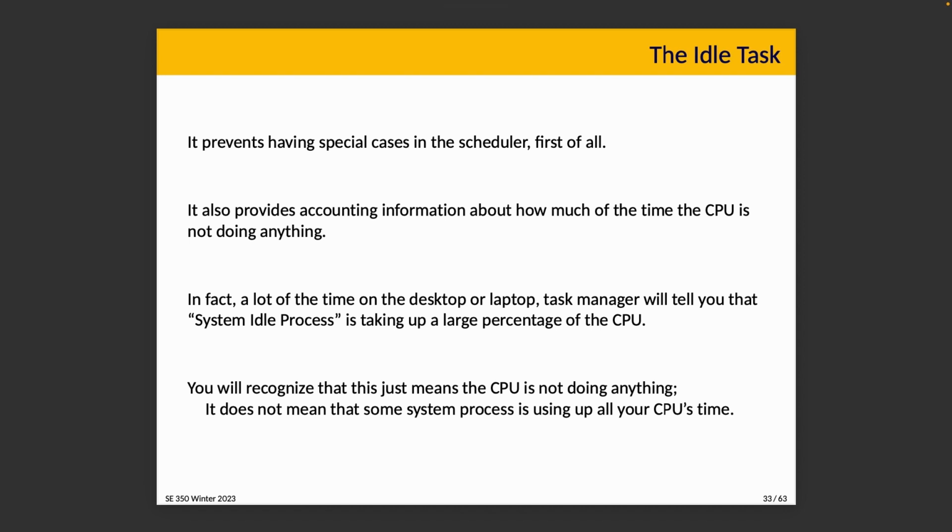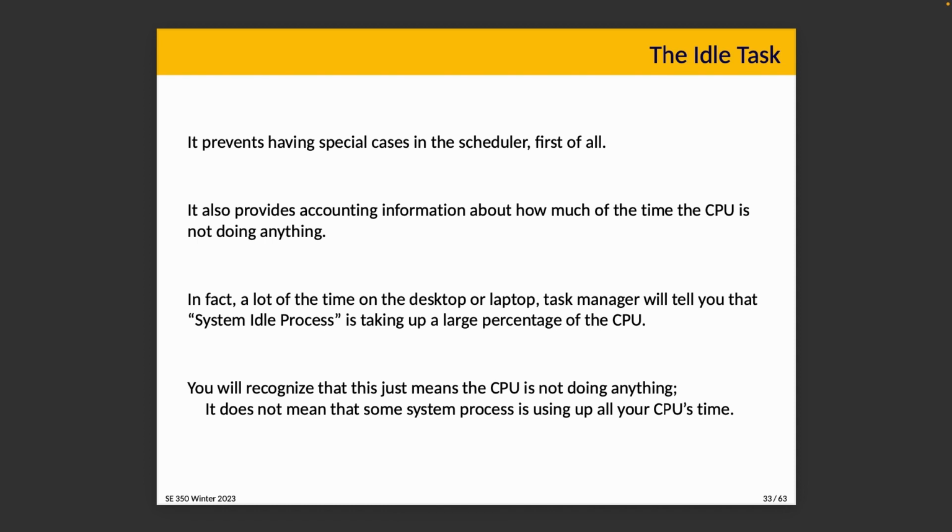Well, here are a few hints. Number one is it prevents having special cases in the scheduler. You don't have to have any code that covers the situation of what if the returned result is empty from the task that we should schedule next, because having the idle task means there's always something, even if that something does nothing. It's also good because we can look at the runtime that is assigned to the idle task, and that gives us some accounting information about how much of the time the CPU is not doing anything useful.